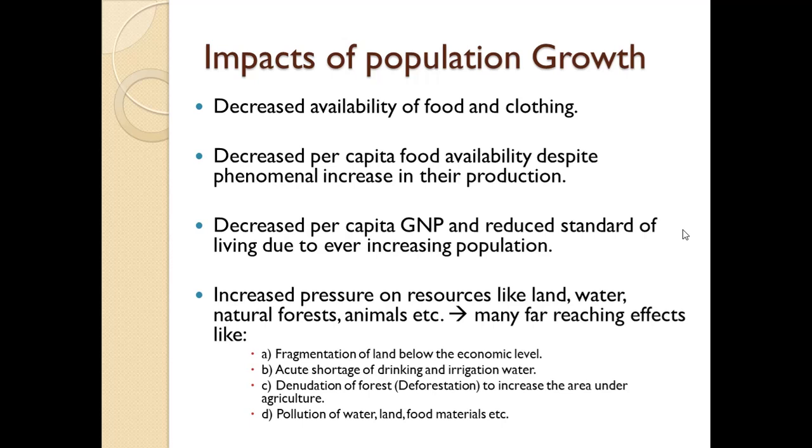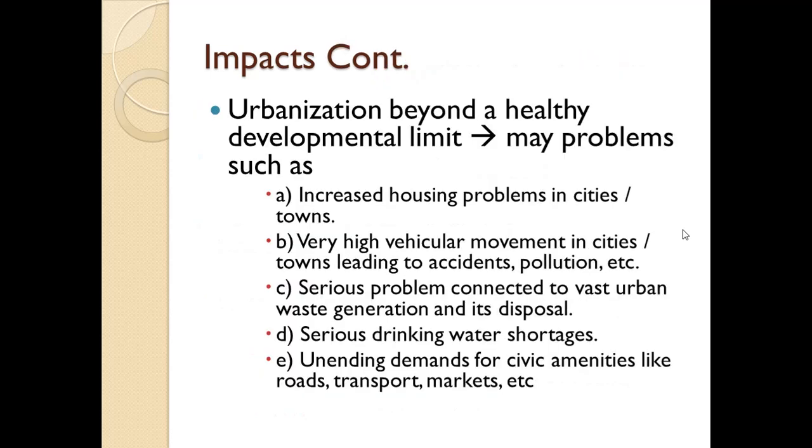And of course, those come with other effects such as fragmentation of labor, acute shortage of drinking and irrigation water, denudation of forests, and so on. Pollution of water, land, food, materials, and so on. So of course that has an implication on the health of the ever-growing population. One other implication is urbanization beyond a healthy development limit, where you have development of slums and increased housing problems within towns, and of course increased housing problems come with other issues that have to do with, for instance, hygiene and sanitation.